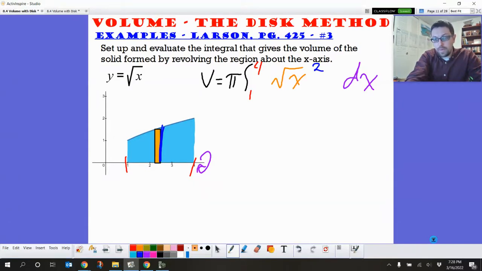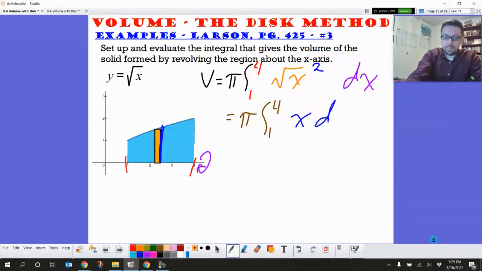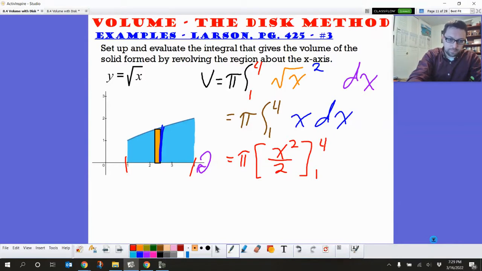So that's it. We've got our radius squared. We've got our pi in front. We're finding our antiderivative with respect to x, since we're rotating around the x-axis. So this equals pi integral from 1 to 4 of, simplifying that, just an x. That's boring. So this equals pi of x squared over 2, going from 1 to 4.